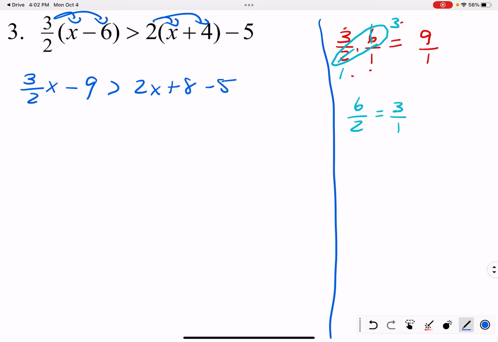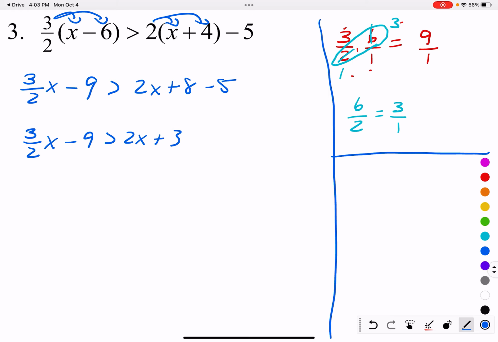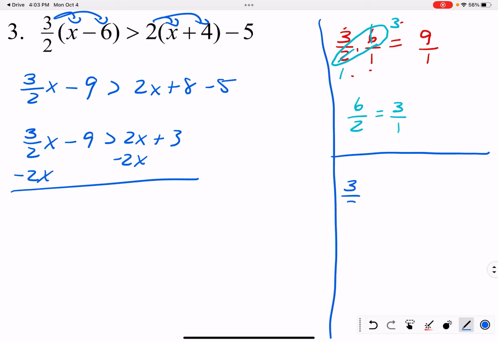And then I'm going to combine like terms, so we'll do the left side, we'll drop them down, and then we have 2x, positive 8, and negative 5 would go to plus 3. All right, so now we're going to have to add up some fractions, okay? So I'm going to minus 2x on both sides, okay? Nothing difficult, so we're going to do 3 over 2 minus 2 over 1. Right, it's just 3 over 2 minus 2.